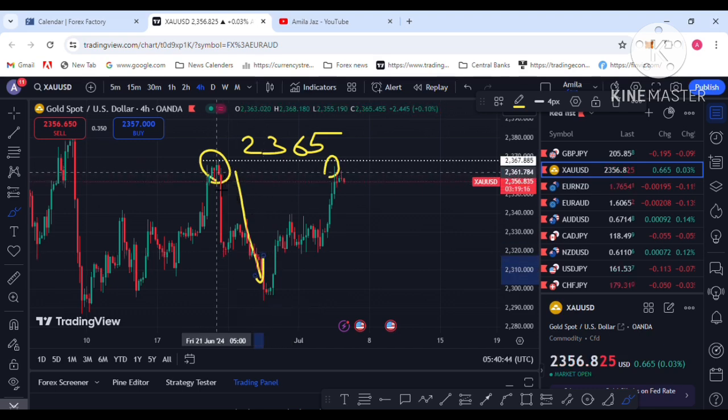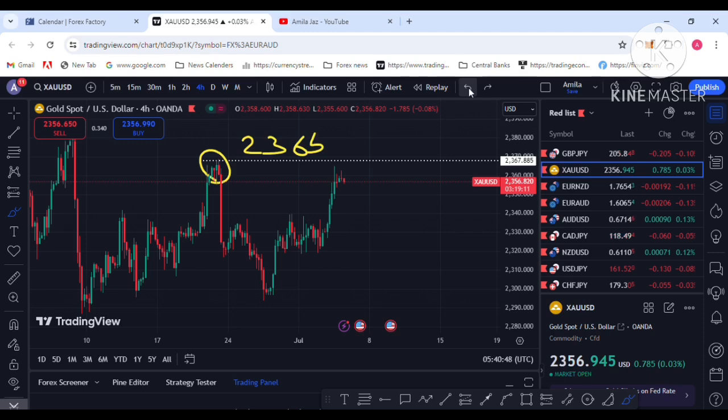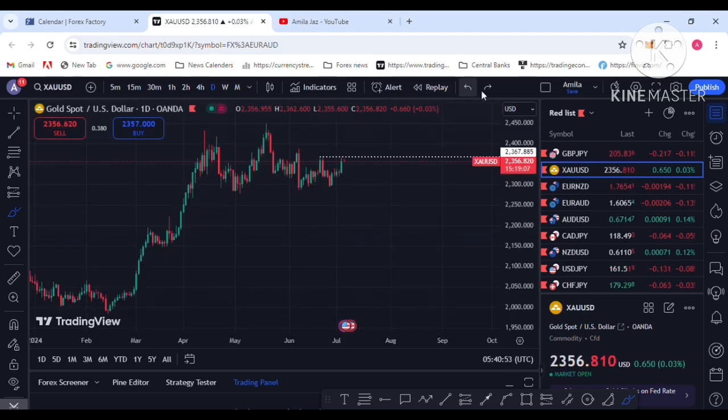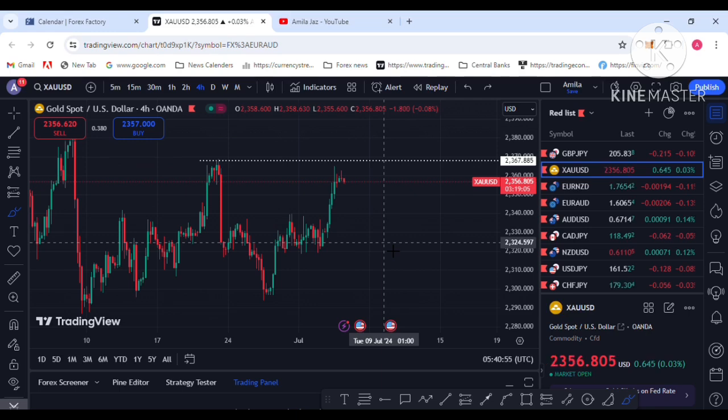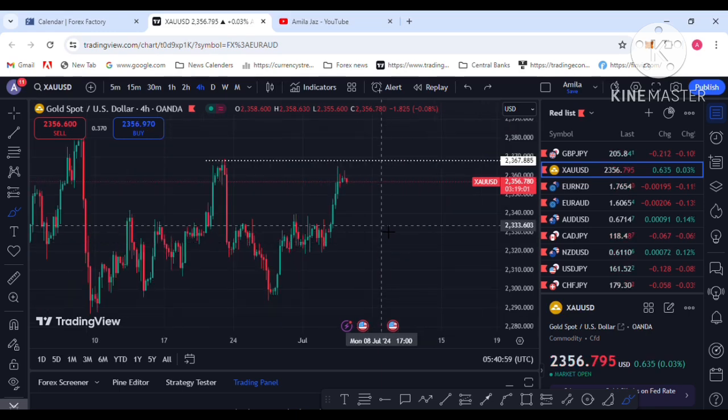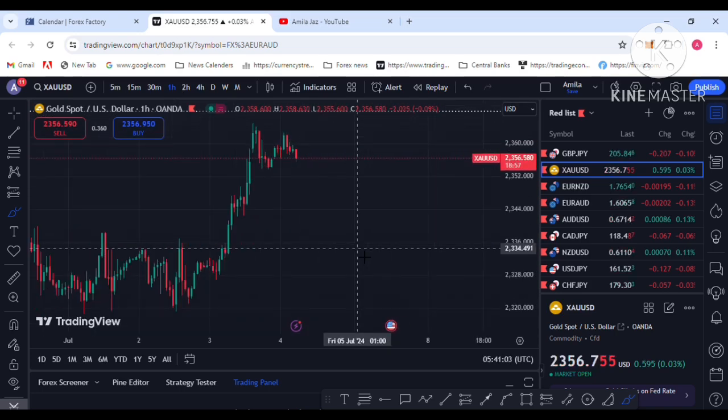So the sellers are active on the left side. You can see price dropped to the downside from this level. So there are strong resistance levels on the 4 hour chart. There can be a sell opportunity at this level, but you should wait for candlestick and other confirmation to take the trade.